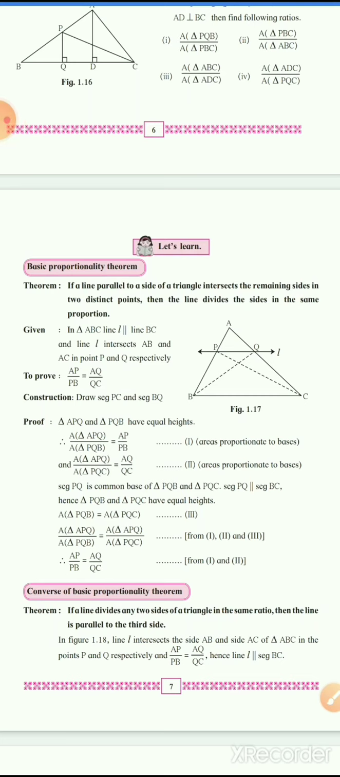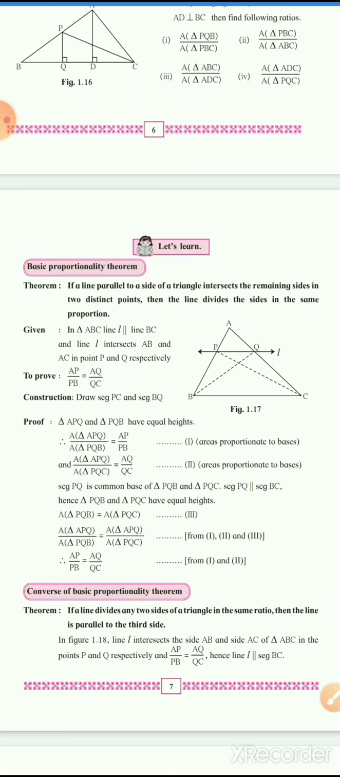Okay, so in this way we have studied the important theorem of our maths part 2. The first theorem of our textbook, very important, basic proportionality theorem. Now the converse of basic proportionality theorem. Here is a statement of it.